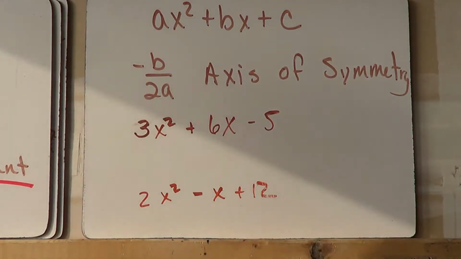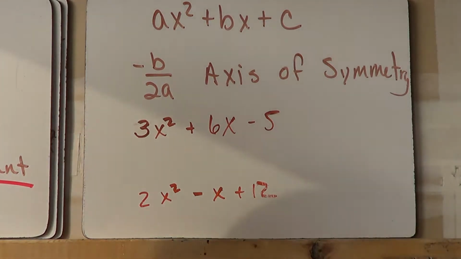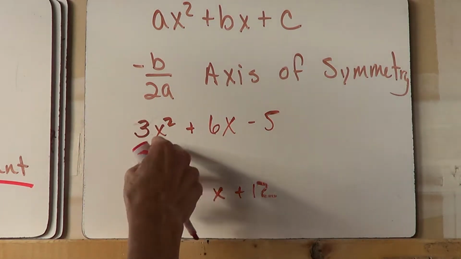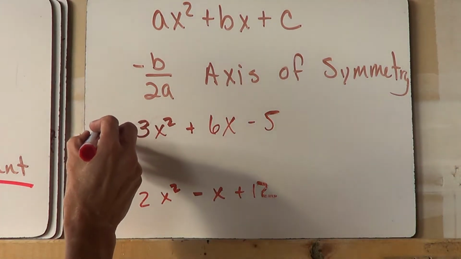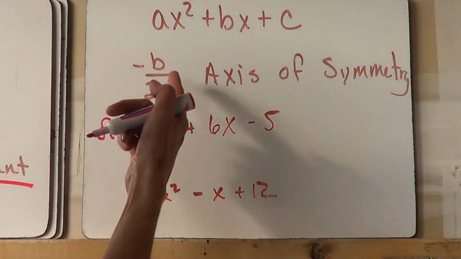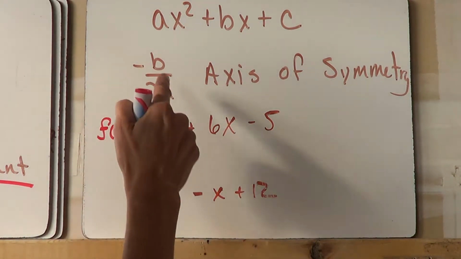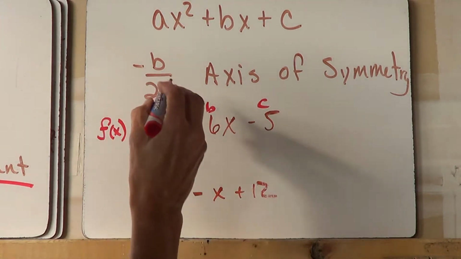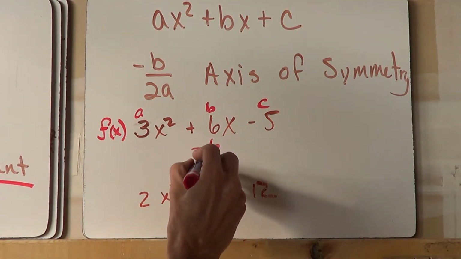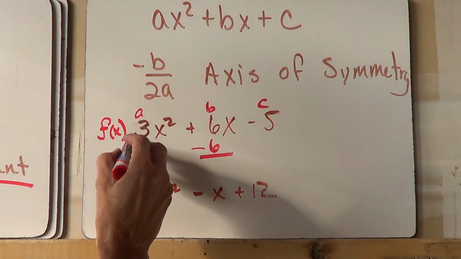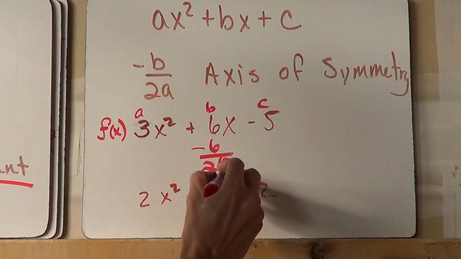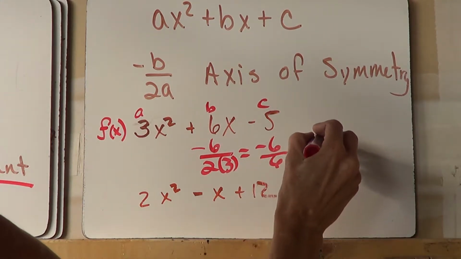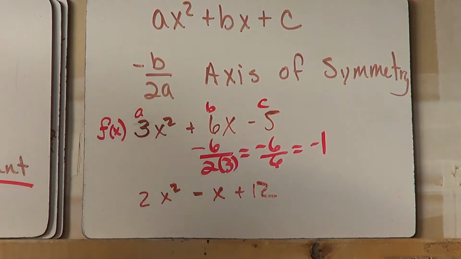So let's look at this. ax squared plus bx plus c. If we're given a quadratic, let's say it's a function, I don't know if it was an equation or a function, but we want to find the axis of symmetry. We would take the negative b, well this is a, b, c. So negative b would be negative 6 over 2 times a, 2 times 3, which equals negative 6 over 6, which equals negative 1. Okay? That is the axis of symmetry.